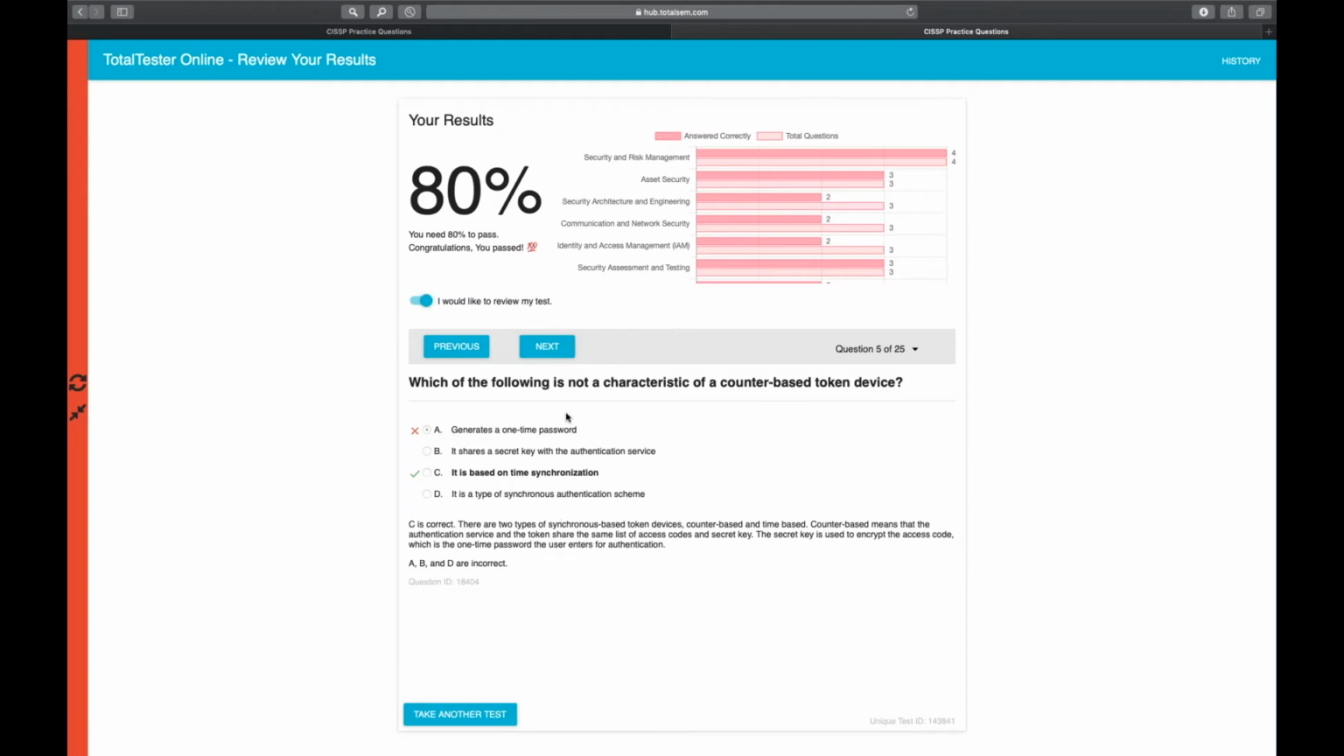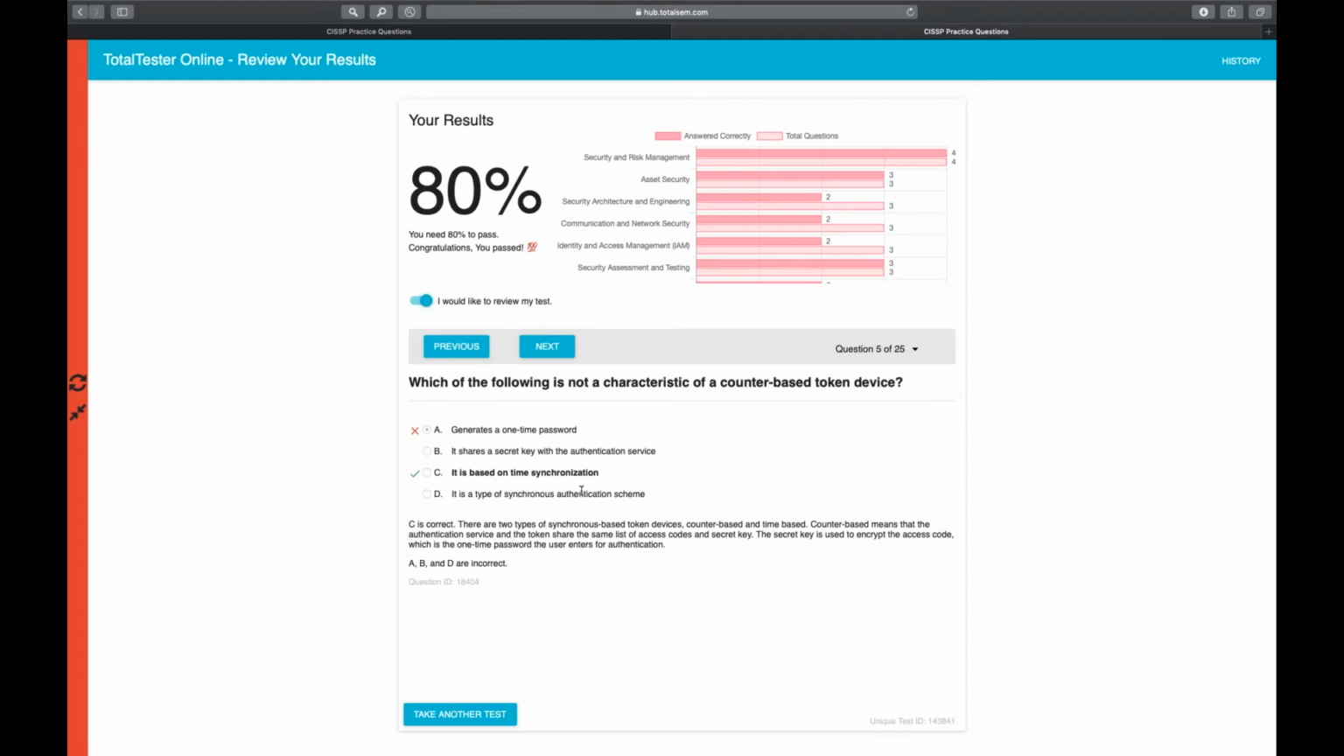Let's see here. Which of the following is not a characteristic of a counter-based token? Hey, somebody guessed this one correctly, and we went against you. I was always under the impression that synchronous communications were either time or counter-based. So let's see, there are two types of synchronous-based token devices, counter and time, okay?